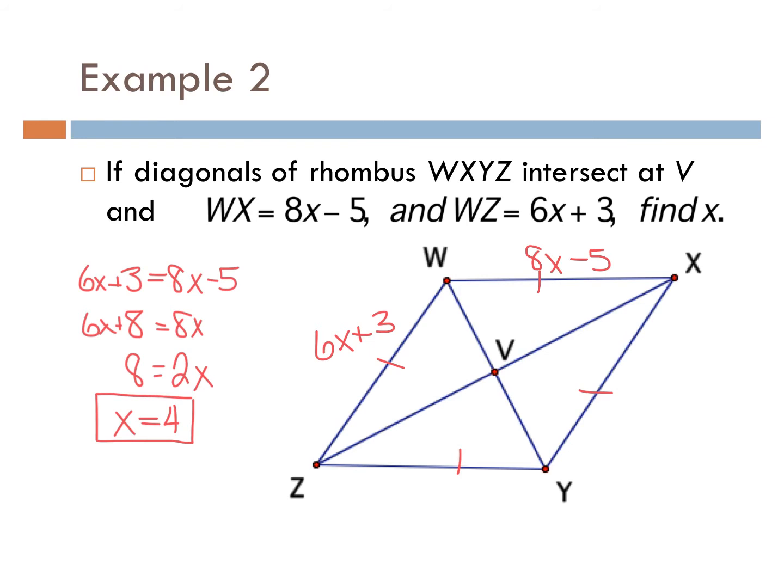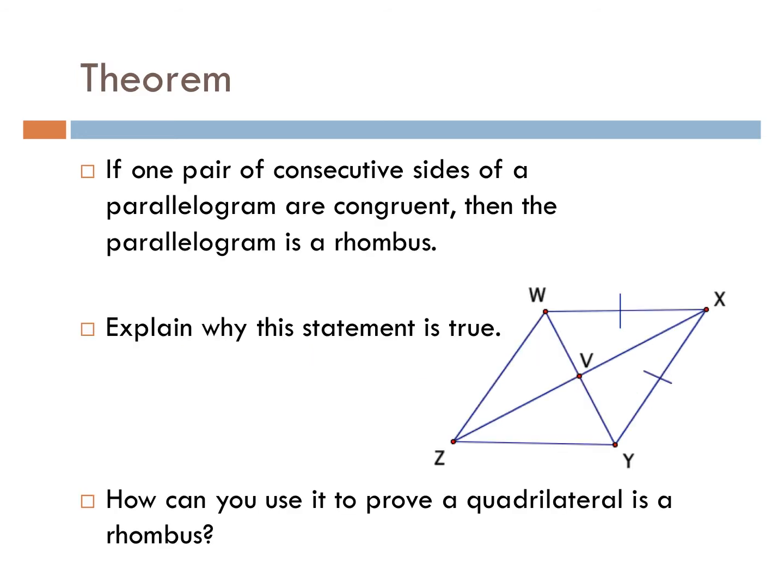because if I plug it in for x here, 8 times 4 is 32. 32 minus 5 is 27. And if I plug 4 in here, I get 24. 6 times 4 is 24, plus 3 gives me 27. So I could be pretty certain that I found the correct value, because this is a rhombus, so the sides have to be equal.